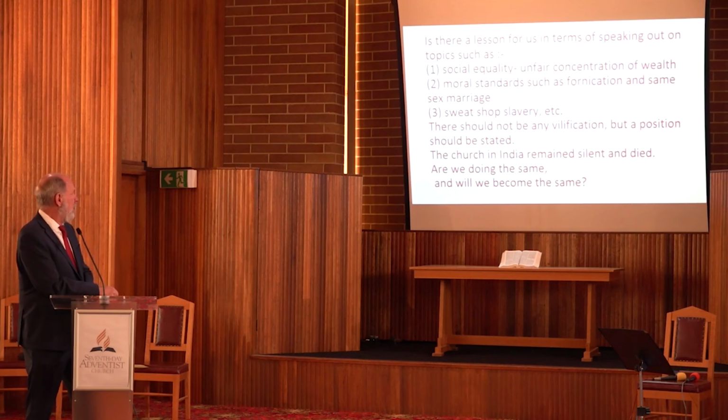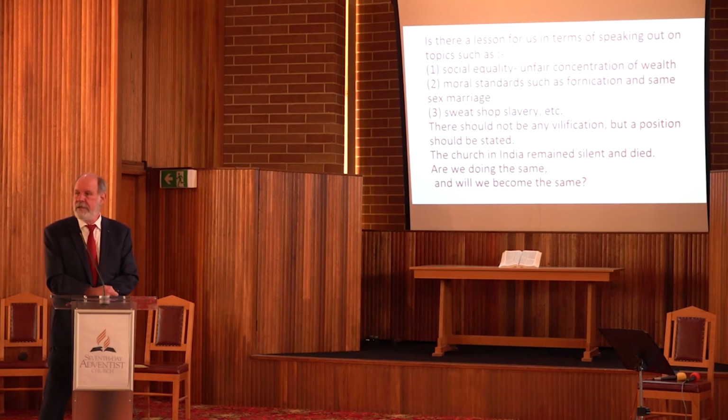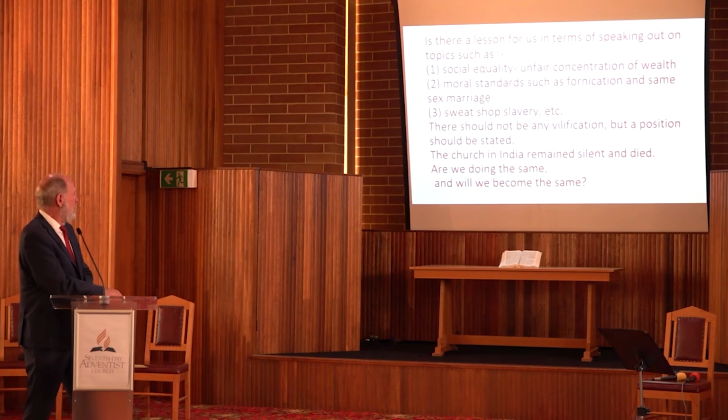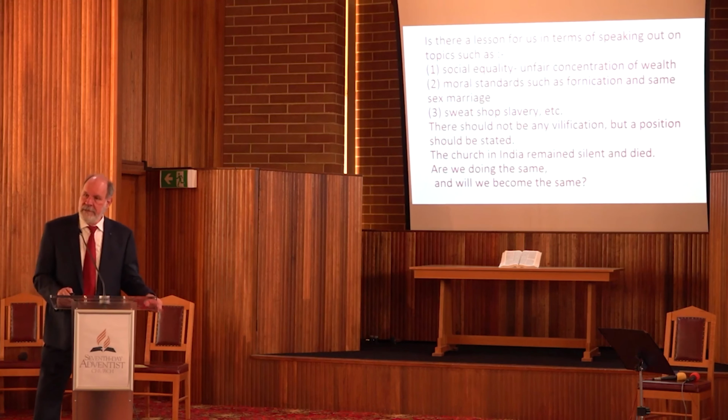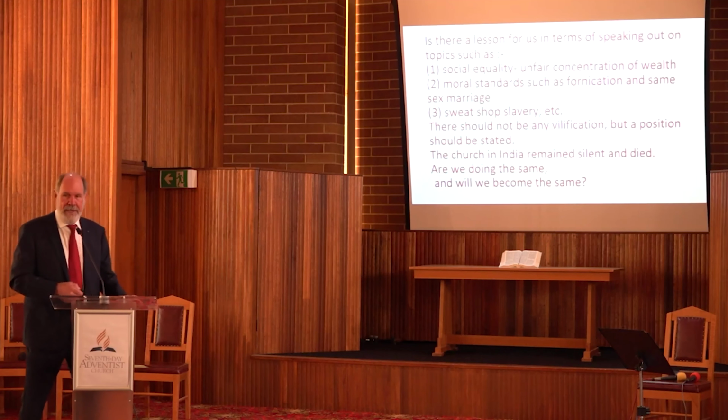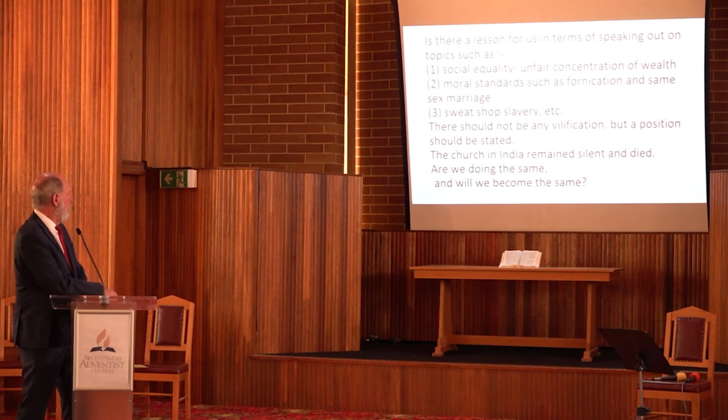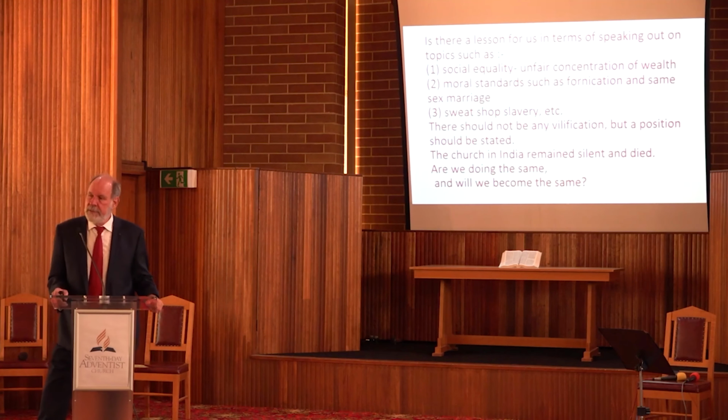One of the things is that the church doesn't speak out about unfair concentrations of wealth. I think there's something like 20 individuals who have more assets than the bottom third of the world's population. It's absolutely amazing. On moral standards, fornication and same-sex marriage, the church doesn't speak out about those. We won't say anything, we're going to be quiet about that. Sweatshop slavery. And remember that moral standards include a statement against homosexuality and lesbianism. The church doesn't speak out about that.